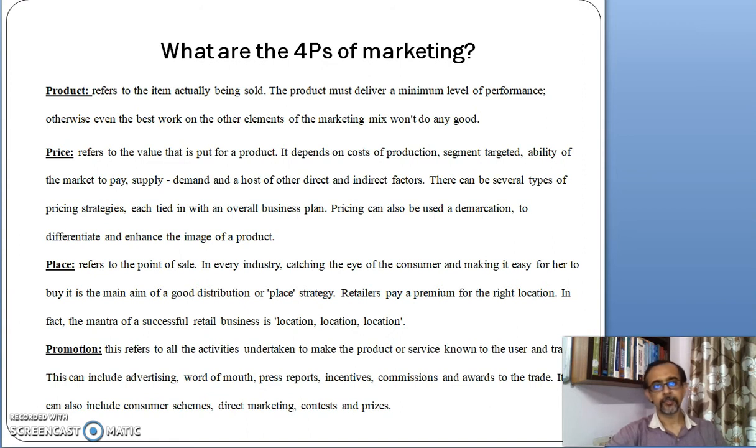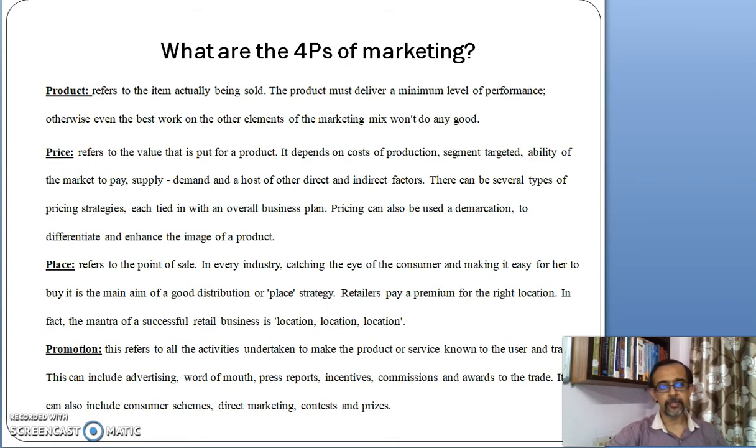Now what is product? Product refers to the item actually being sold. The product must deliver a minimum level of performance. Otherwise, even the best work on the other elements of the marketing mix won't do anything. So product means any tangible item that is intended to be sold.